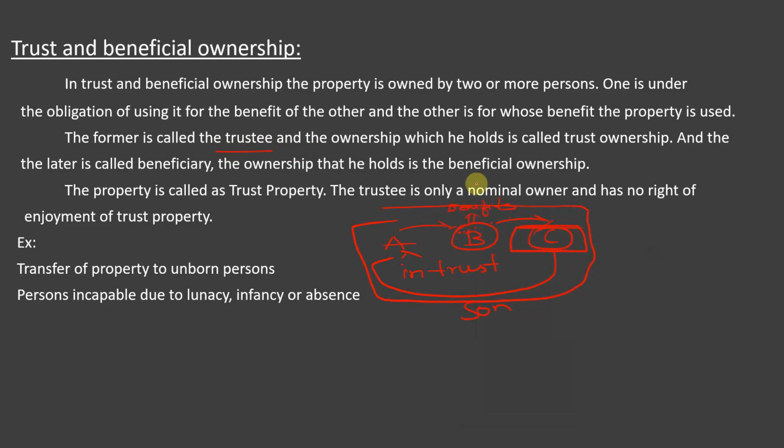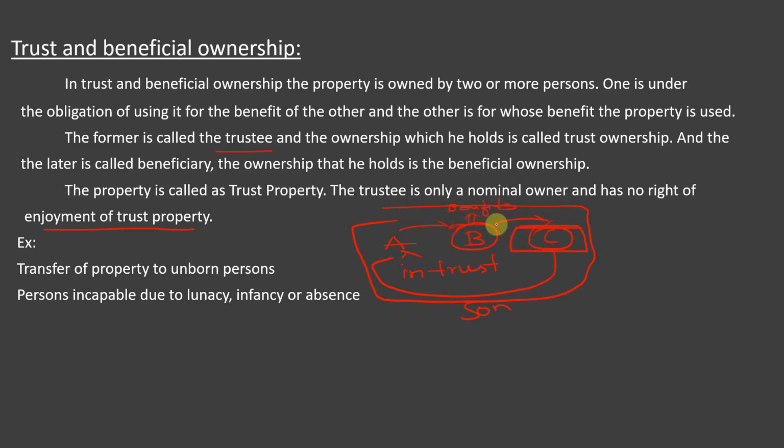And for whose benefit, the latter is called the beneficiary. C is called the beneficiary. The ownership that he holds is the beneficial ownership. C is holding a beneficial ownership and B is holding a trust ownership. The property in question is called the trust property. The trustee is only a nominal owner and has no right of enjoyment of trust property.